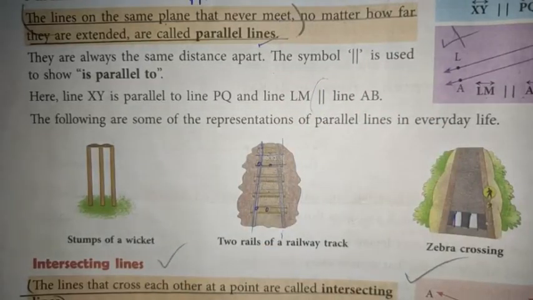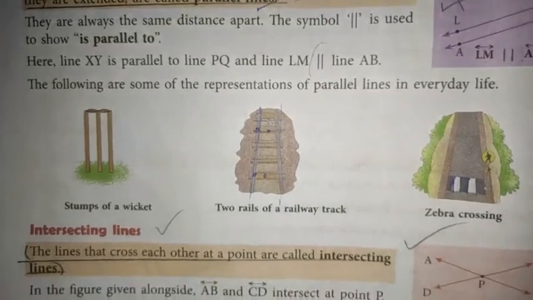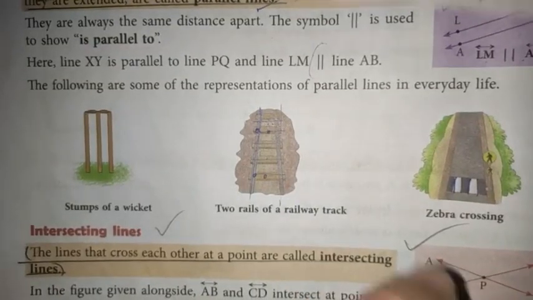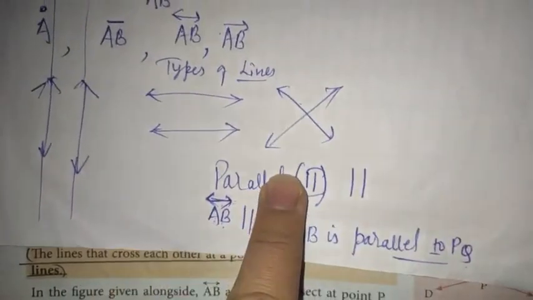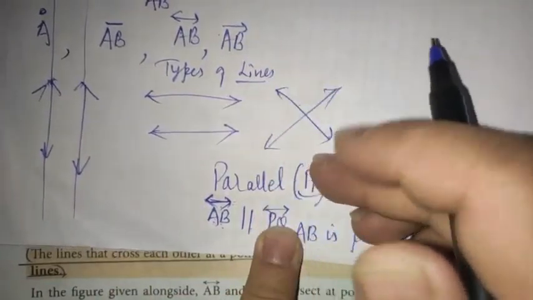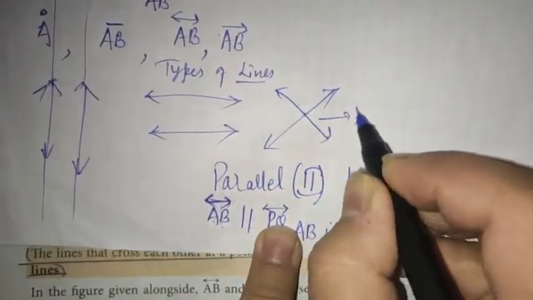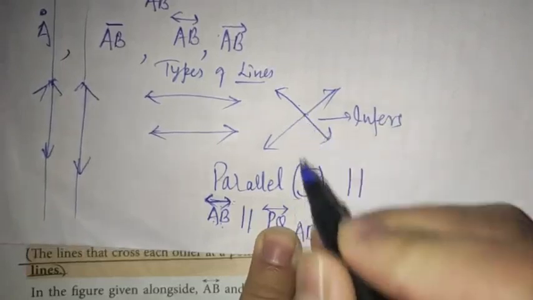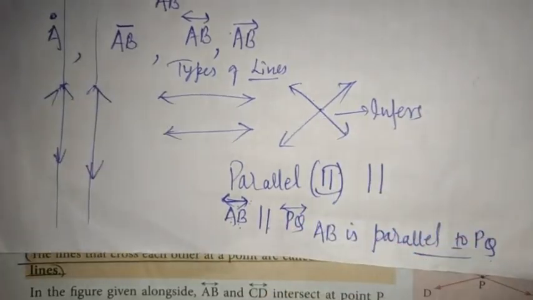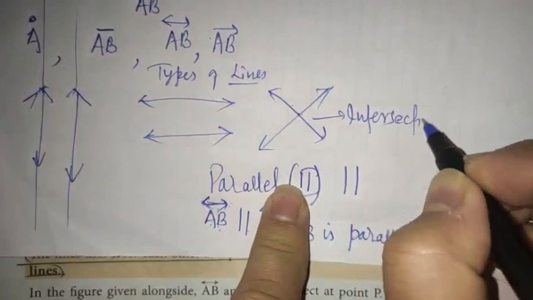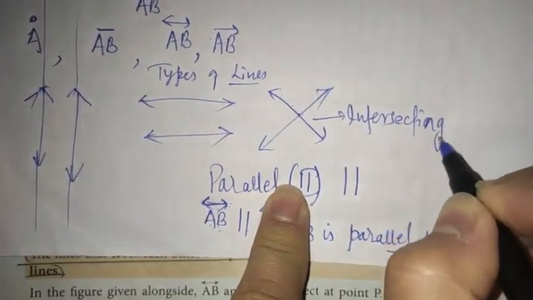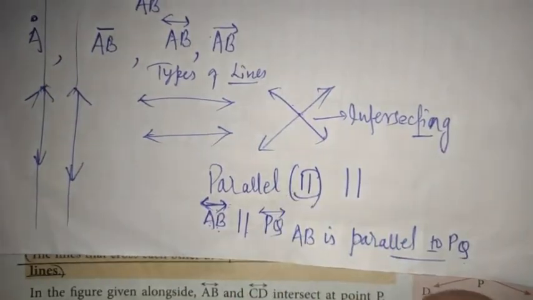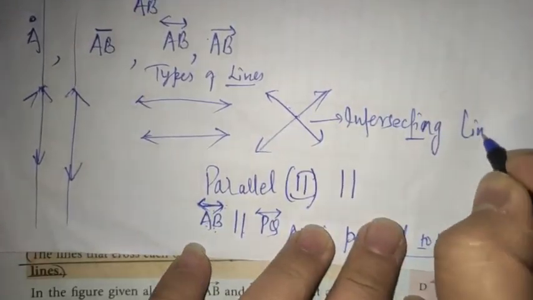Proceeding to the next point, we have intersecting lines. I will just show you the example. If two slanting lines get in contact in between, these are called intersecting lines. These are not considered parallel because parallel lines never get in contact with each other. They are never going to come in contact in the future. So this is called an intersecting line, right?